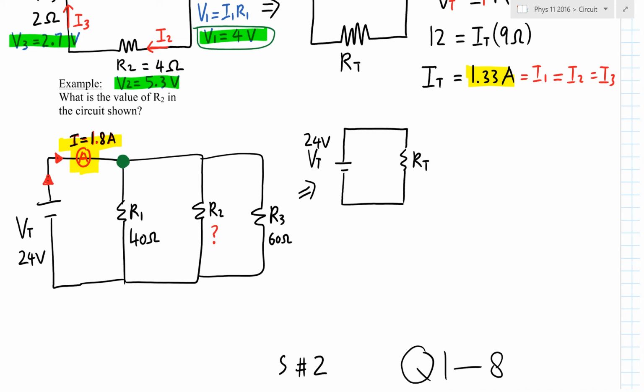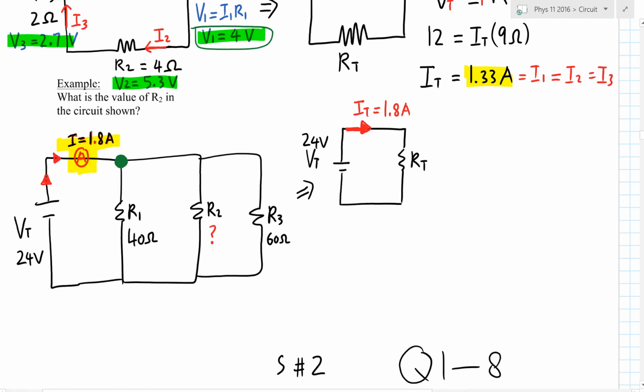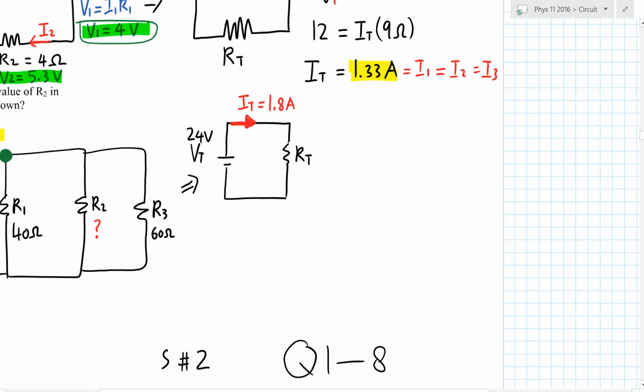So this I that we got in there is actually I total, which I'm going to draw on the right-hand side diagram right now. So we actually have I total. Okay, 1.8 A is actually the I total. Well, now let me move over there. With I total and V total, we can get R total. That's easy. So let's do an Ohm's law.